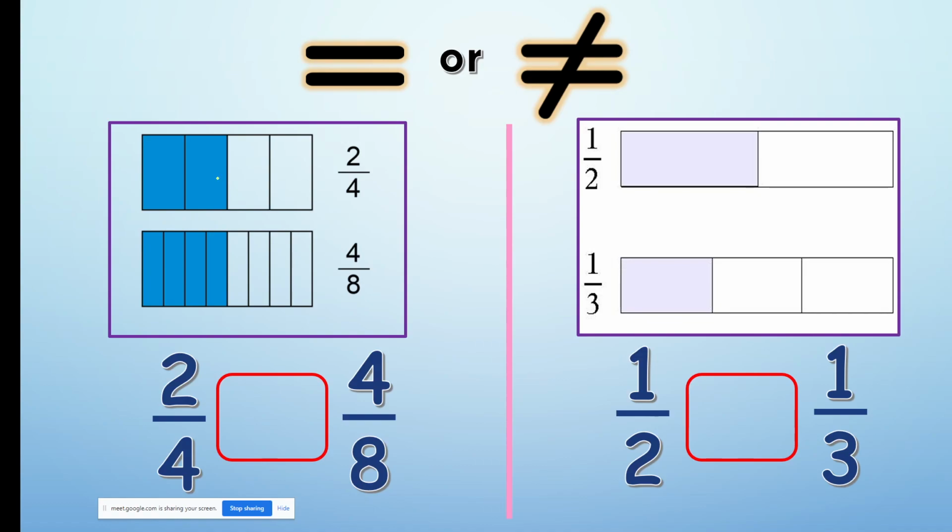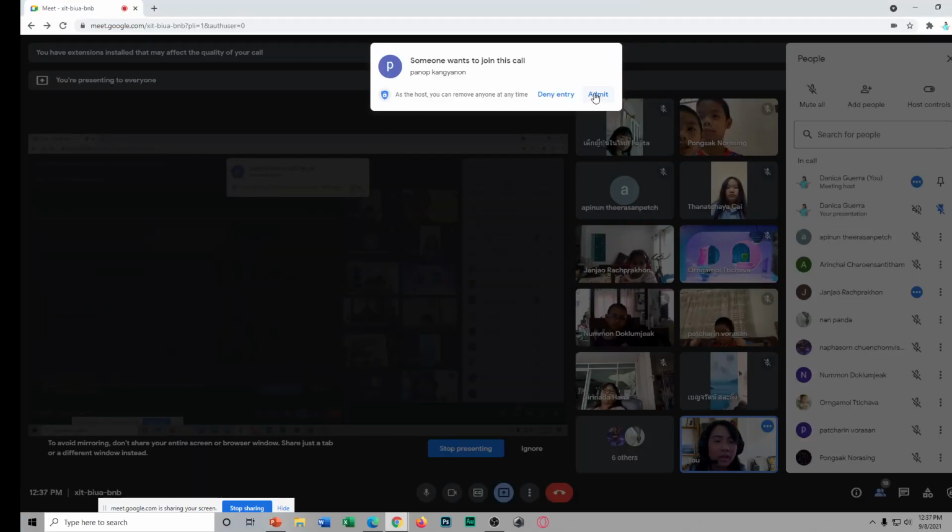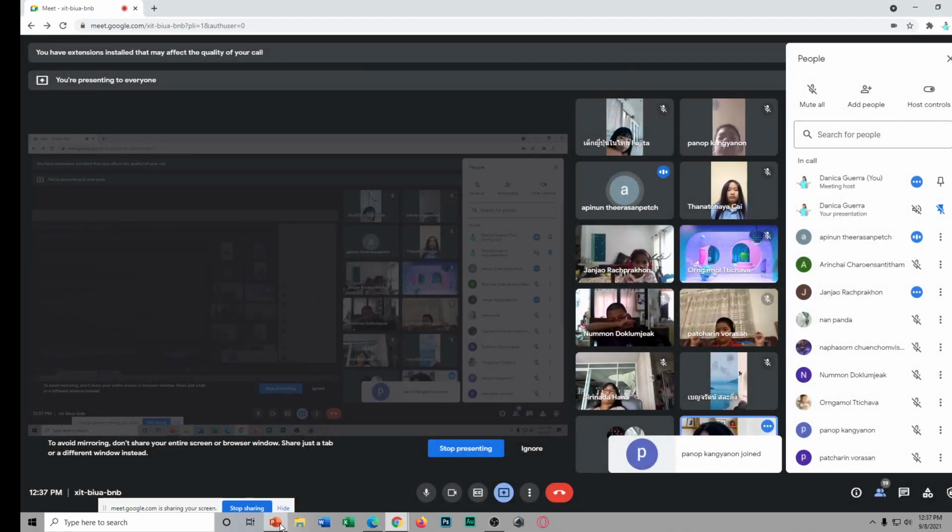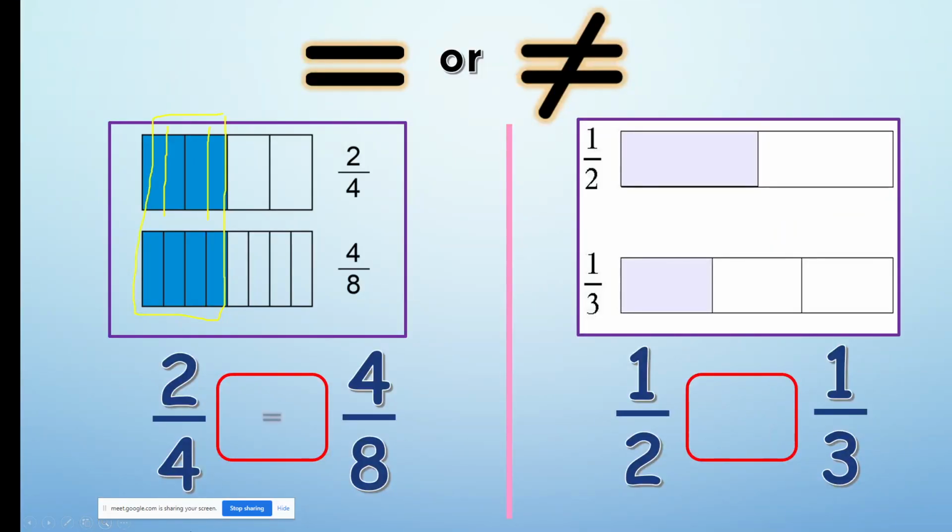If we cut this the same as the second rectangle, we cut one more part, and then one more part. Now you have 1, 2, 3, 4 parts, same as this one. You still have the same size. Right? It means that it is equal. Okay? Now, the symbol is the equal sign.